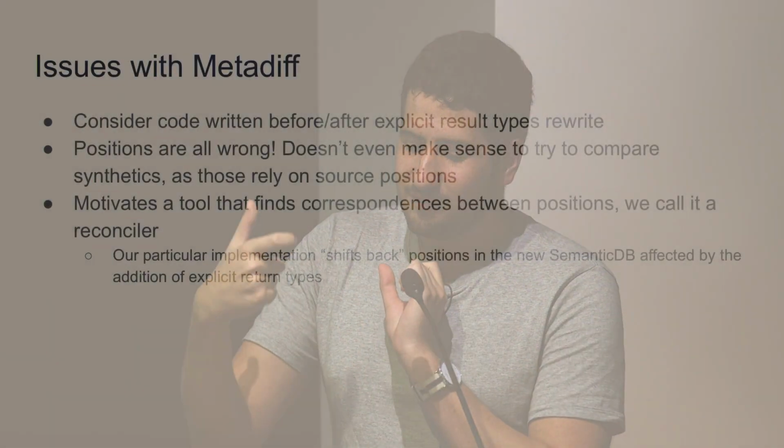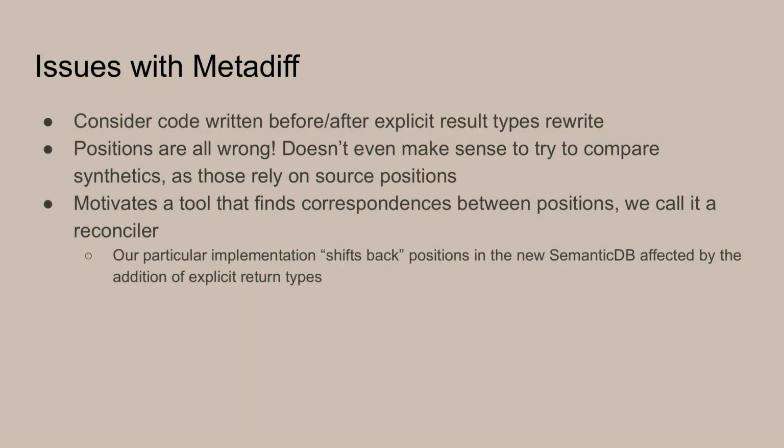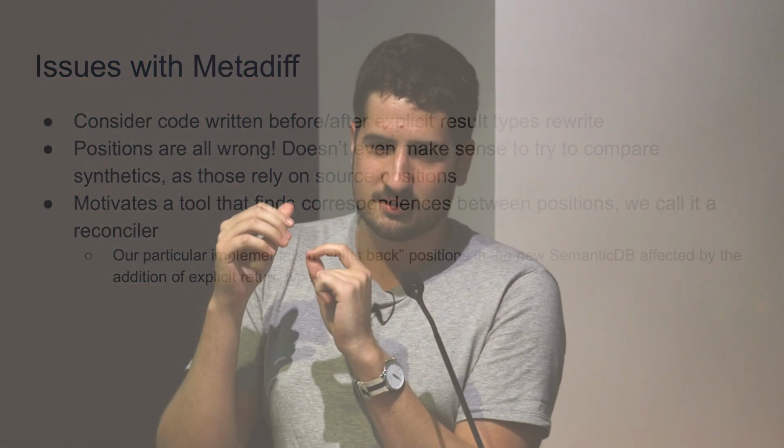So what we actually need on top of this is a tool that finds correspondences between the positions, which we call a reconciler. And our implementation just shifts back the positions in the new SemanticDB so that maybe there are differences in semantics, but at least the positions are the same. They correspond to each other, right? And we can do this because the rewrite is relatively small. It's relatively local, so that there can be other semantic implications, but for most pieces of code, this works fine.